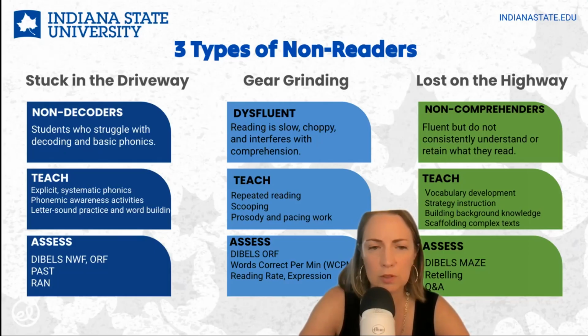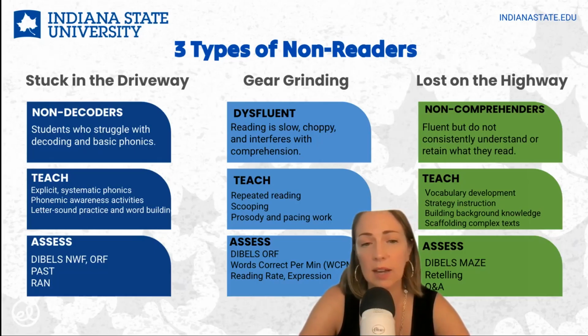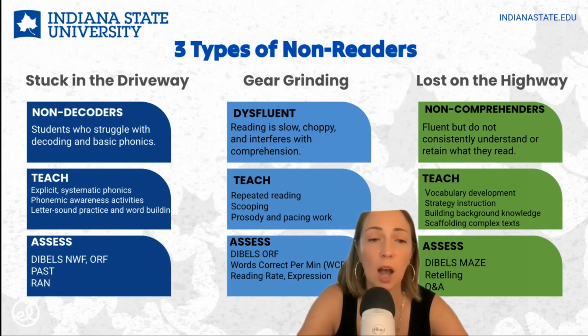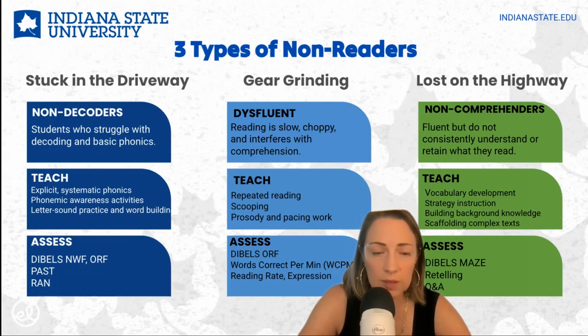The middle group of students are our disfluent students. So these are our students that don't read smoothly, they read choppy or monotone. And we can work with these students in our classroom to help them scaffold the text. And we're going to work through strategies of how to support these students specifically.